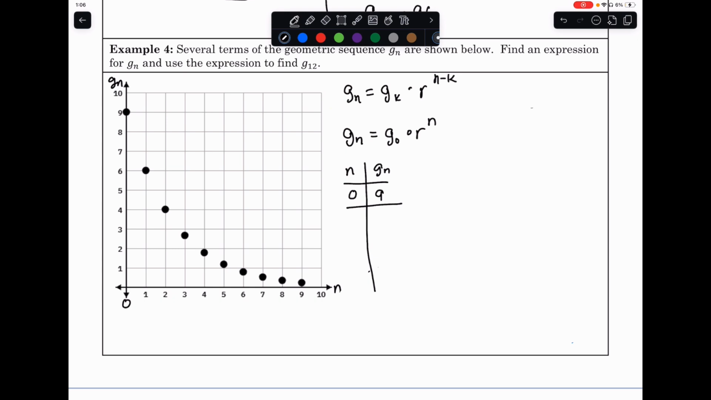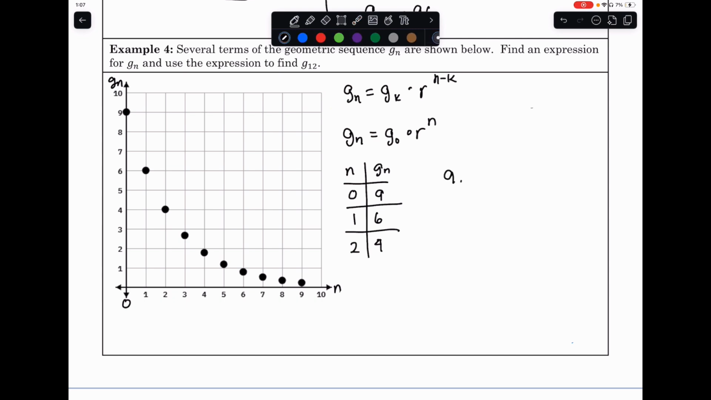When n is 1, the value of G, or the second number in the sequence, is 6. When n is 2, the third number in the sequence is 4. The other numbers are kind of hard to determine. As you see here, when n is equal to 3, we don't know what that output value is. The same thing with when n is 4, 5, 6, 7, 8, and so on. But with those, that's good enough to figure out what the common ratio is.